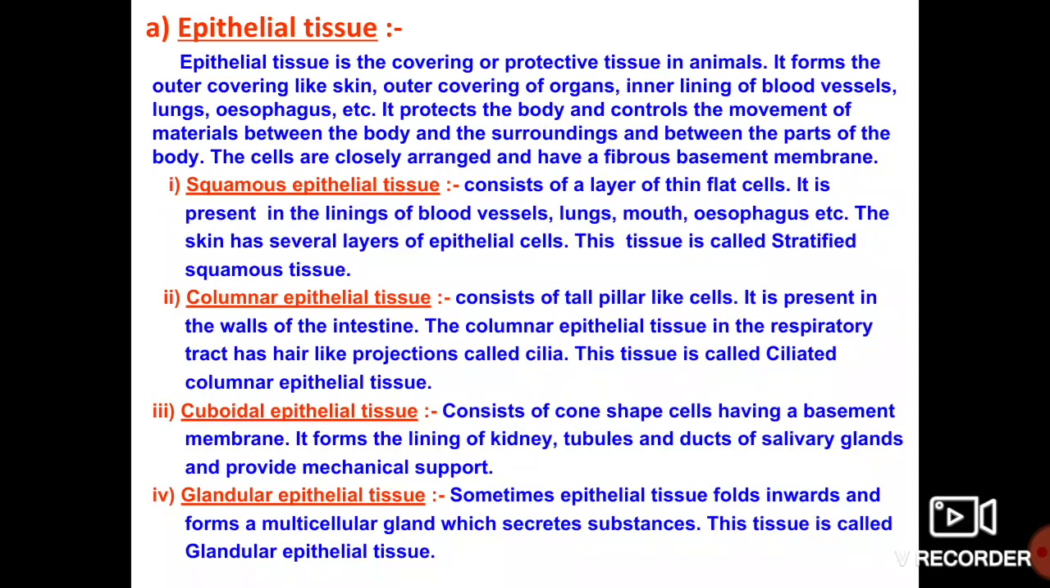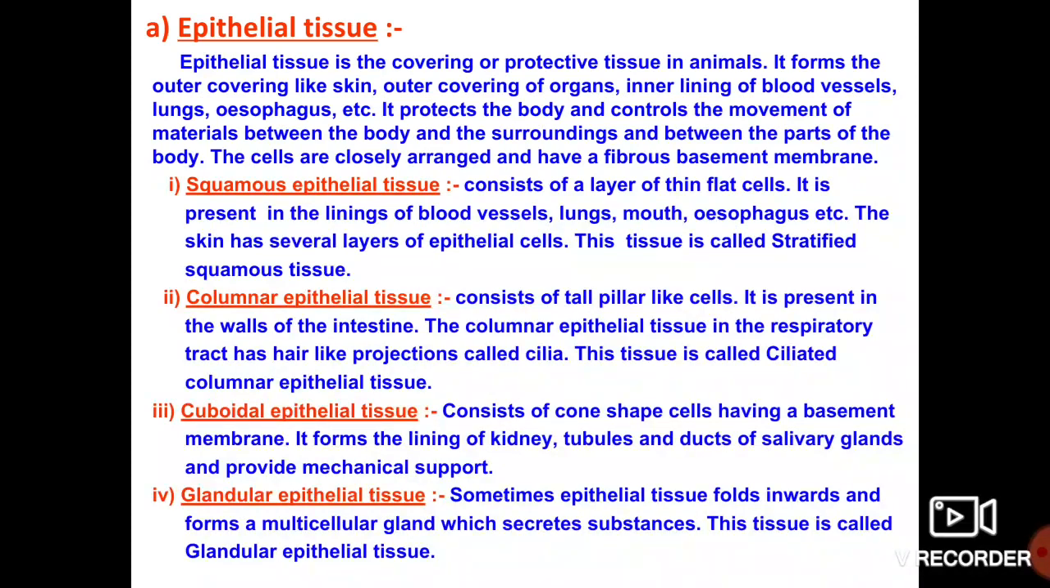It has a basement membrane, with cube-shaped structures, and it is found in the kidney tubules and the ducts of salivary glands, and it also provides mechanical support to the internal organs. And glandular epithelial tissue is present where the glands are present in our body, and it is very helpful to secrete chemical substances. This tissue we call glandular epithelial tissue.